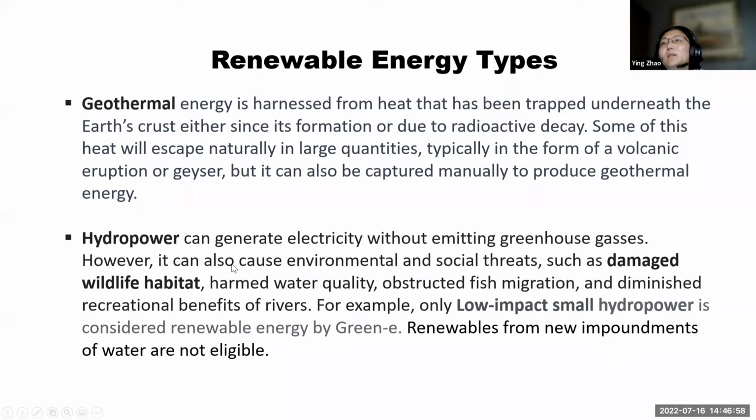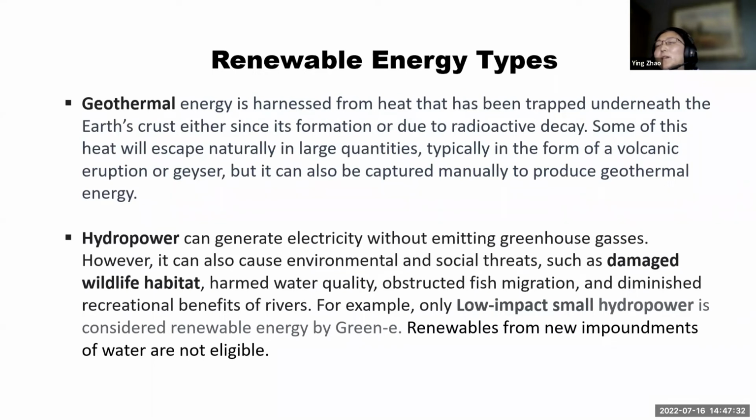Hydropower is very typically used, and can generate electricity without emitting any greenhouse gases, but it also causes environmental concerns like damage to wildlife habitat, harm to water quality, or obstructed fish migration. So typically only low impact small hydropower is considered renewable energy.